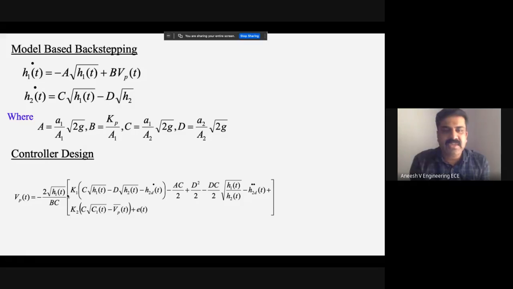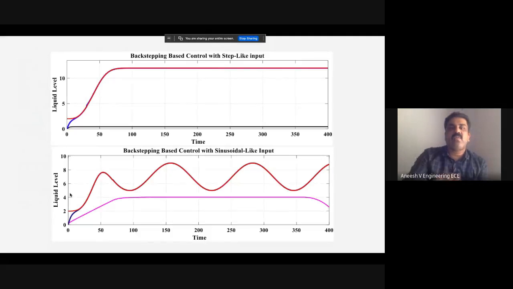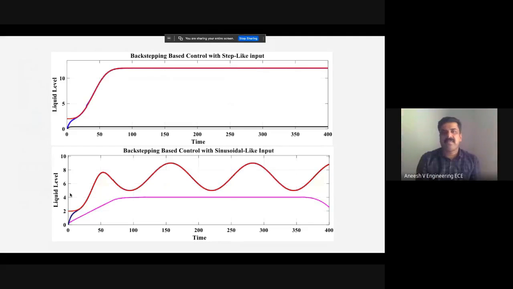Then, if you come to the controller design strategy, this is our response. Here I made two conditions for your familiarization. I simulated a step-like input and a sinusoidal-like input, that means a sine wave. In this plot, the red line starting from 2 is my reference input, that means the set point of the system. From 0, a blue line is coming. It is the response of the system after applying a backstepping controller.